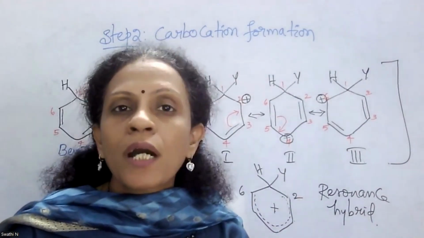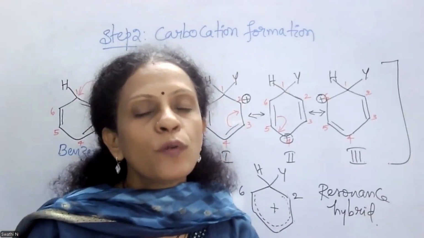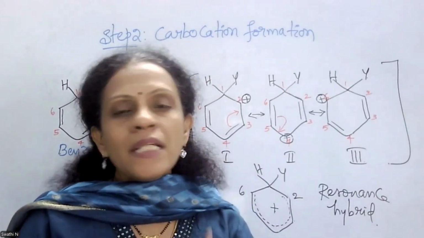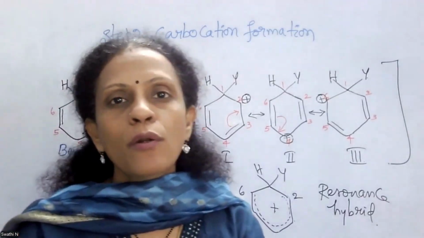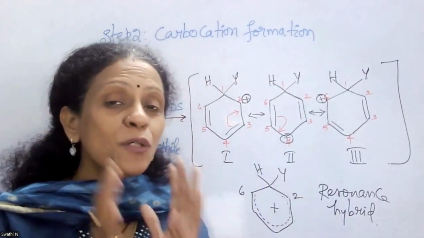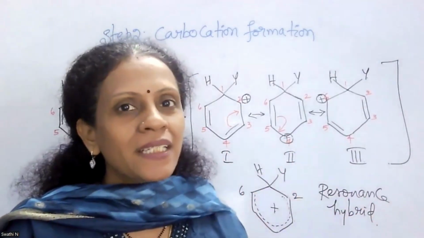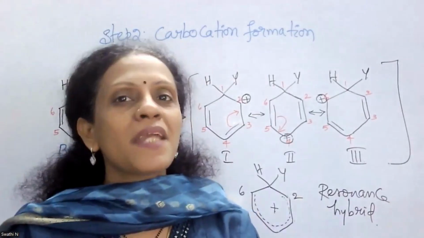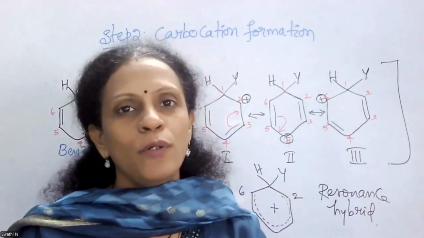Polynuclear aromatic hydrocarbons such as naphthalene, anthracene, phenanthrene and heterocyclic compounds like furan, thiophene, pyrrole are also aromatic in nature. That is the reason they also undergo aromatic electrophilic substitution reactions similar to benzene. So once you learn how to draw these resonance structures for benzene reactions, you can easily learn the reactions of those polynuclear aromatic hydrocarbons and also heterocyclic compounds.